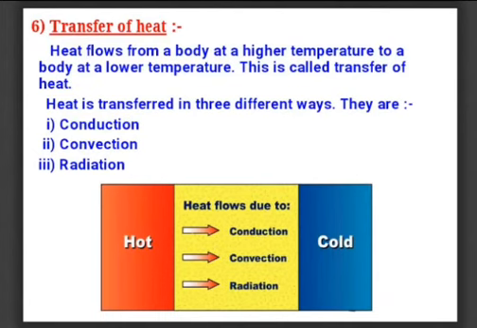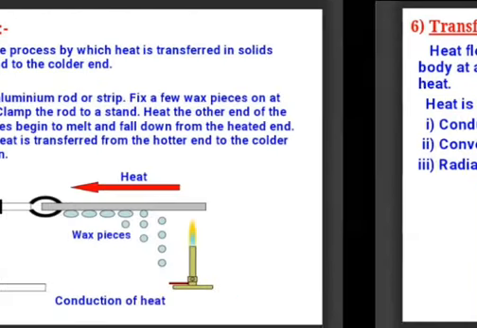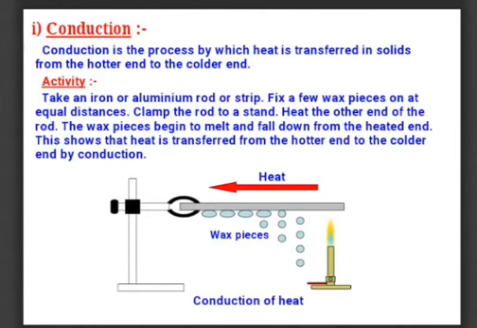Heat is transferred in three different ways. First is conduction, then convection, and then the third is radiation. See what conduction is. Conduction is the process by which heat is transferred in solids from the hotter end to the colder end. If a question comes asking what conduction is, conduction is the process of heat transferred in solids from the hotter end to the colder end.